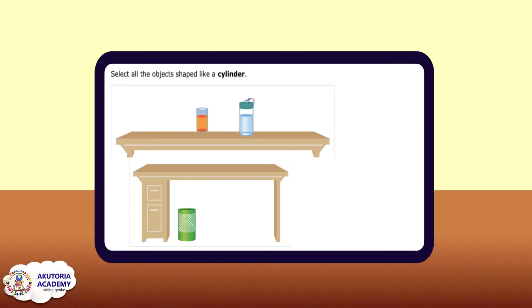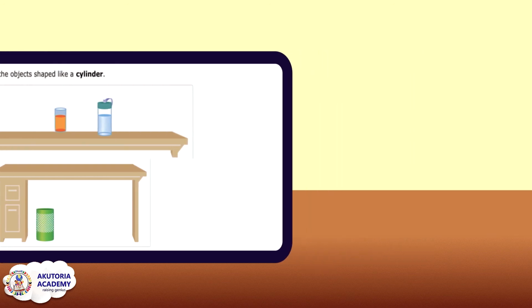Select all the objects shaped like a cylinder. The water bottle has the shape of a cylinder. The glass cup also has the shape of a cylinder. There is a trash can on the floor which also has a cylindrical shape. That means it has the shape of a cylinder.